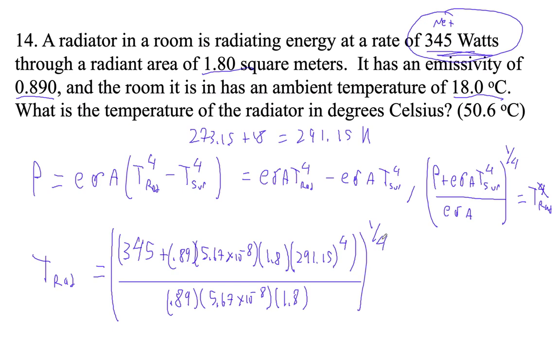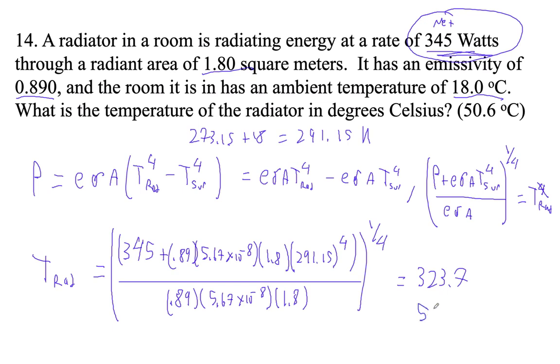323.73. Did I get that right? I'm getting 323.7, which looks like a different number. It's 1.8. All right, so let's see, minus 273.15, and that's 50.58. Now that's the right number.